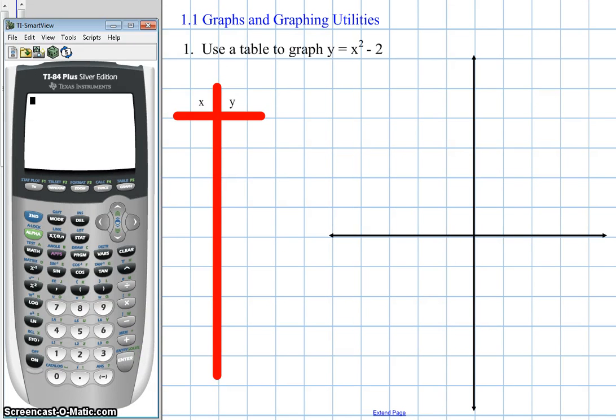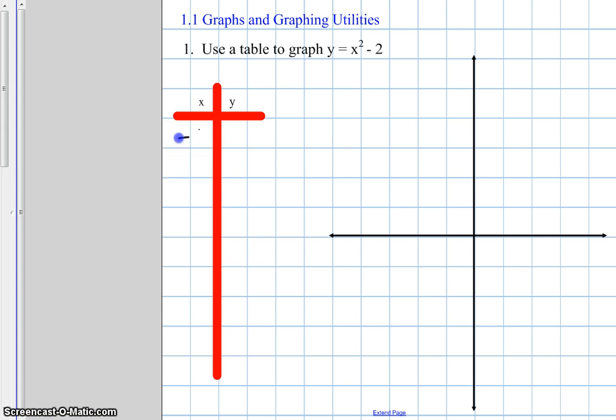Hello, college algebra students. This is the first part of section 1.1 graphing equations. We're going to graph this first equation using a table. You may choose any points you would like for x. I'm going to choose -2, -1, 0, 1, and 2. Substitute each of those points into the equation to find the corresponding y.